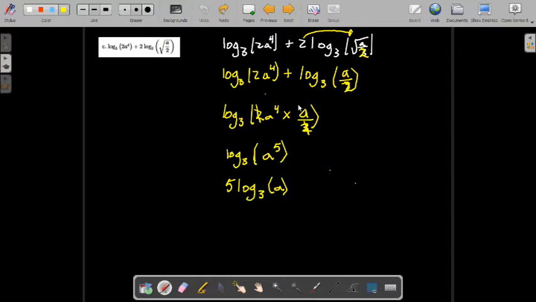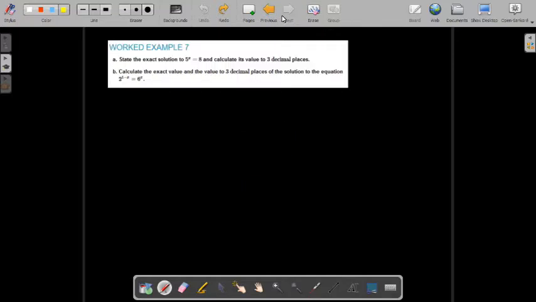We've got worked example 7 left. So state the exact solution for 5 to the x equals 8. Calculate the value to 3 decimal places. So I've got 5 to the x equals 8. So I say x is going to be log base 5 of 8. So that's my exact solution.